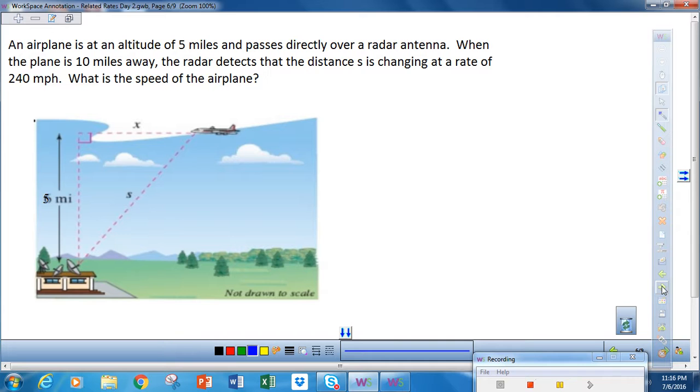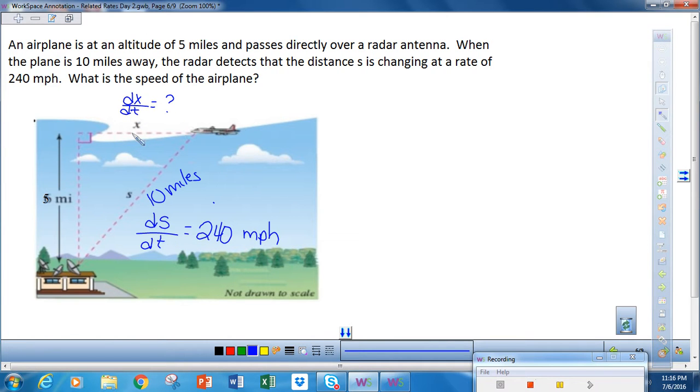So when he's 10 miles away, so 10 miles away would be this distance, the radar detects that the distance is changing at a rate of 240. So ds dt is equal to 240. And they want you to find the speed of the plane. So we're looking to find dx dt.